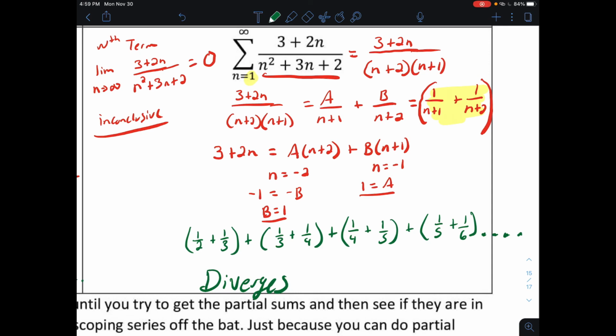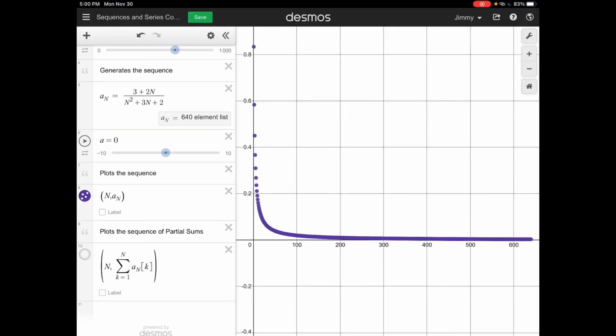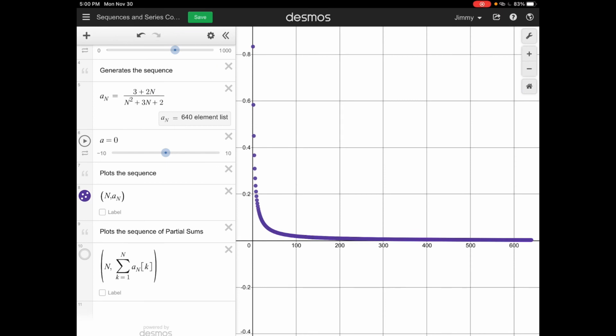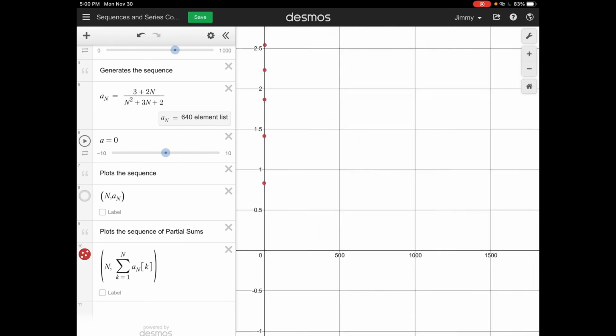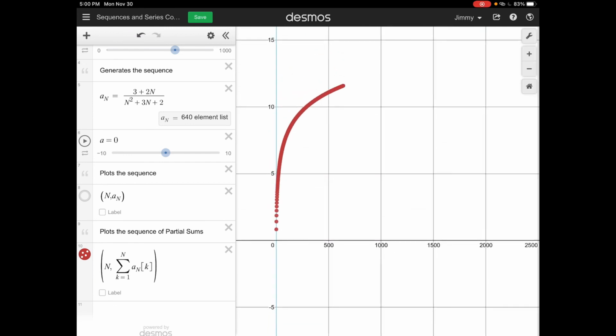Now let's confirm this graphically. All right, so graphically, this first graph we're looking at is the sequence of terms. Notice how the sequence of terms approaches 0. That's why the nth term test was inconclusive. Now if I'm plotting the sequence of partial sums, and it takes a minute, I need to adjust my window here to see and zoom out.